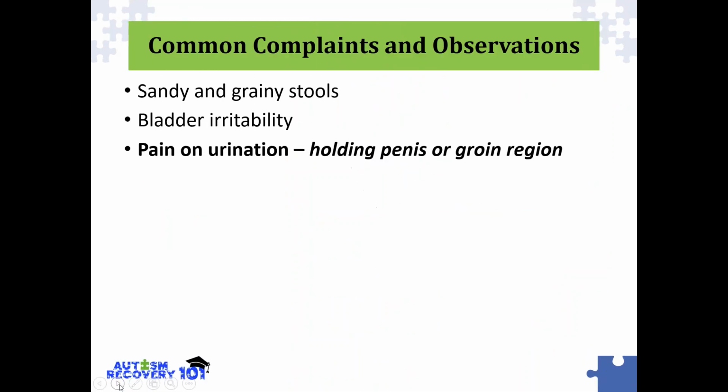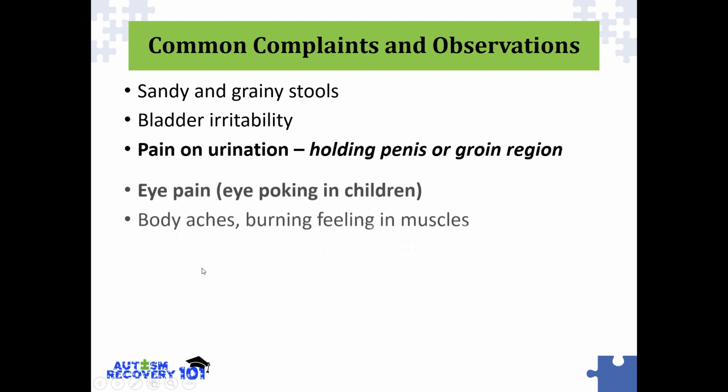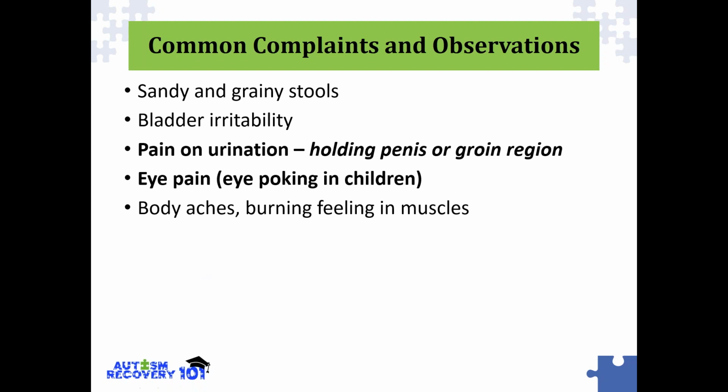So what are some common complaints and observations? Well, a lot of parents will talk about their kids having sandy and grainy stools when their oxalate levels are high. Bladder irritability, pain with urination, children, a little boy holding the penis or a girl holding the groin area, being irritated when they urinate, that can be a sign of oxalate issues. Sometimes pressing the groin up against a piece of furniture or on the floor to try to relieve some kind of discomfort might also indicate an oxalate problem.